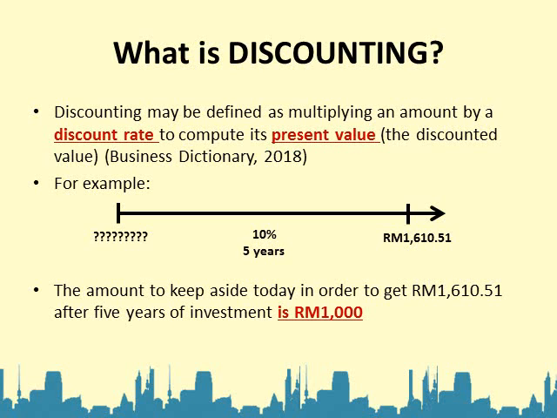The amount to keep aside today in order to get 1,610 ringgit and 51 cents after 5 years of investment is RM 1,000. So can you see this? The amount is reducing, or discounting. The value is discounting. So this is the situation whereby the discounting factor exists or is required.